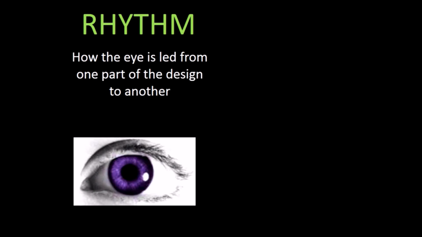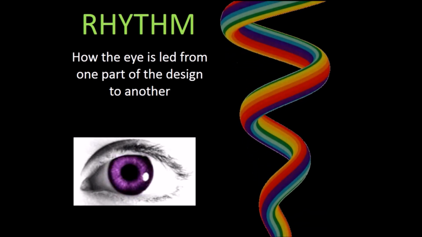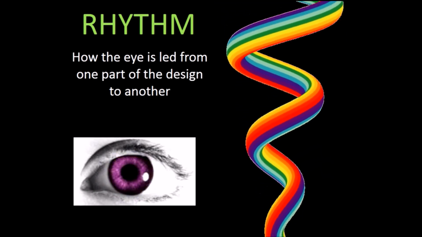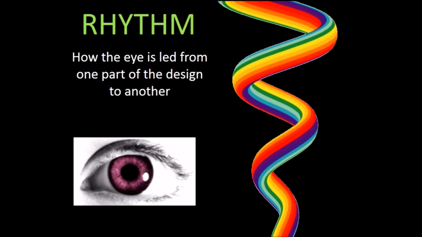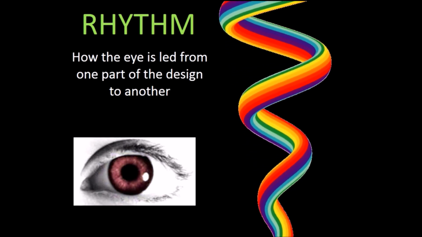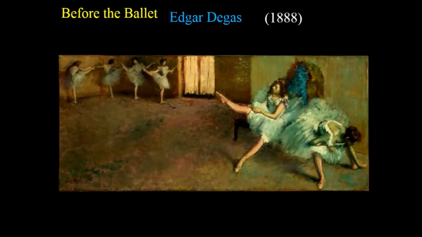Rhythm is how the eye is led from one part of the design to another. Going back to Degas' painting, the outstretched leg directs the eye to the group of 4 ballerinas. Then the eye sweeps through the negative space to the 2 seated ballerinas. Notice, too, the skillful use of triangles in creating the composition.